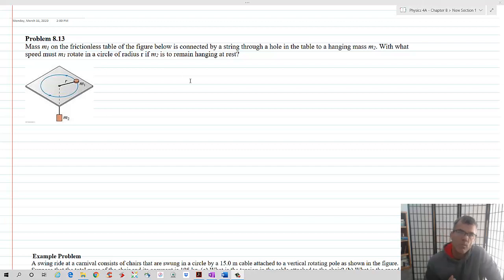So here's a case: m1 is moving in a circular path, so we know it's accelerating and the acceleration is v squared over r. m2 is hanging at rest, it's not moving, so the acceleration is 0. Just like before, we look at each object, apply Newton's second law, sum of the forces equals ma, and solve for our unknown variables. So let's first take a look at mass 2.